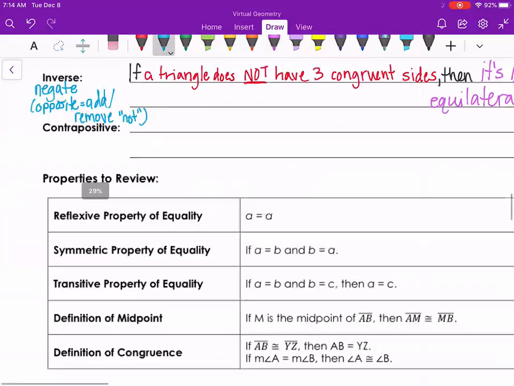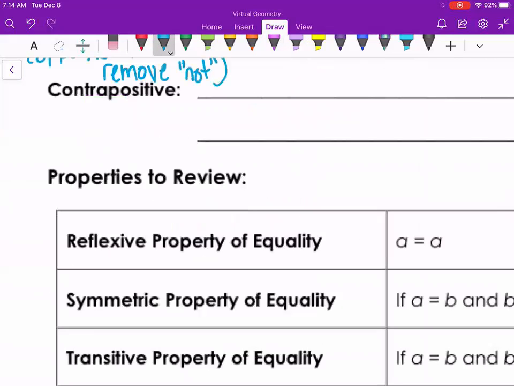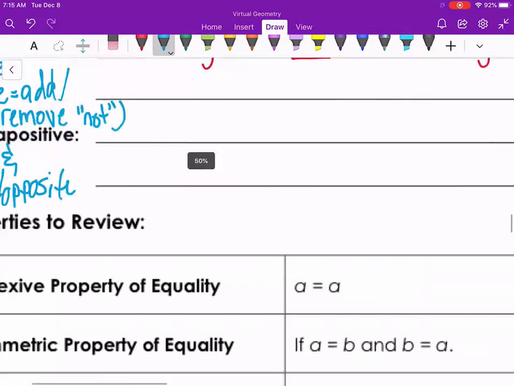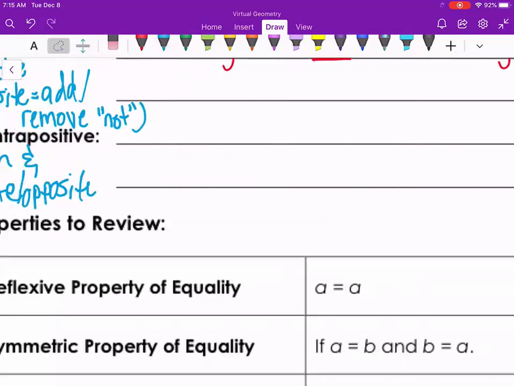All right, now contrapositive. Contrapositive is the one where you do both. You switch and negate. So switch and take the opposite. And again, so that we don't forget, negate means opposite. I'm going to write it in there. Bear with me for just a second. I'm going to move this over.